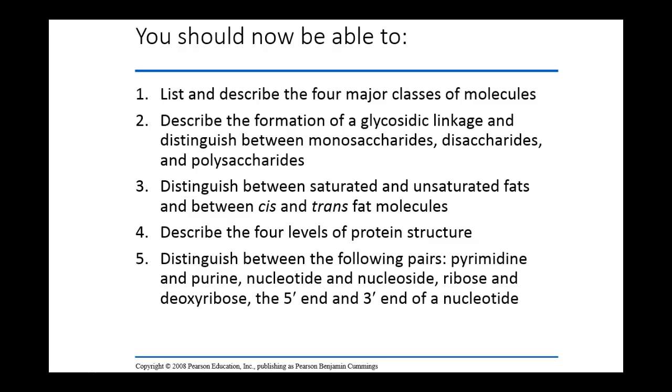And this is what you want to be able to do. The four classes, what are they? What a glycosidic linkage is, distinguish between a monosaccharide and disaccharide, what saturated and unsaturated fat is, the four levels of protein structure, and then information about DNA, given the difference between a nucleotide and nucleoside, ribose and deoxyribose, the 5-3 end of a nucleotide. All of this is because we'll build on this material, so try to have this in your head, and we will pick up on the next chapter.